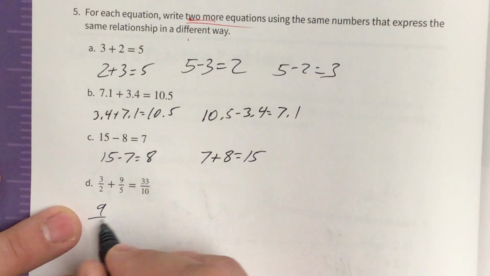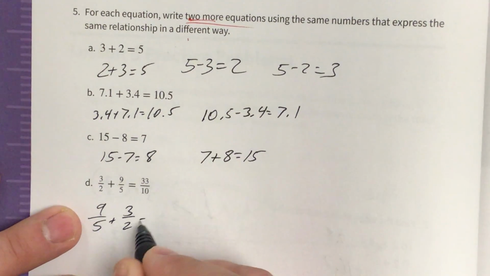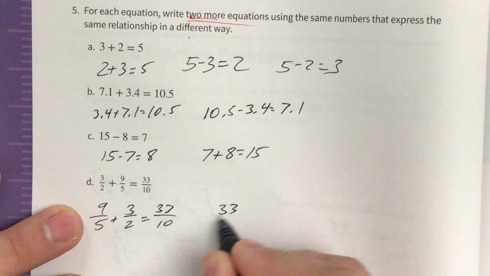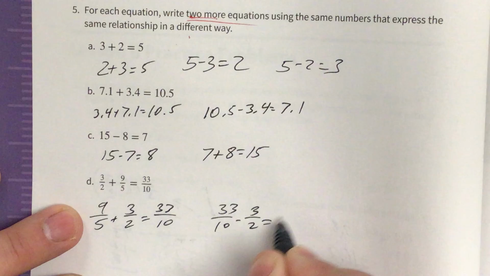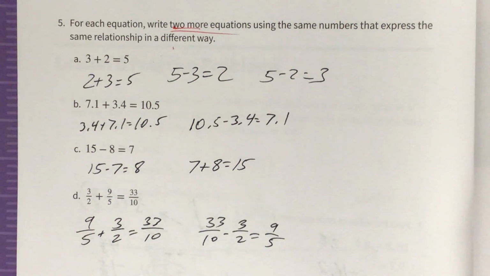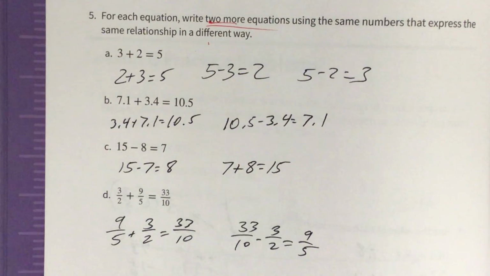9 over 5 plus 3 over 2 equals 33 over 10. 33 over 10 minus 3 over 2 equals 9 over 5. Good. Now, you didn't have to have those exact 2. Remember, there's 3. But you did have to show 2.